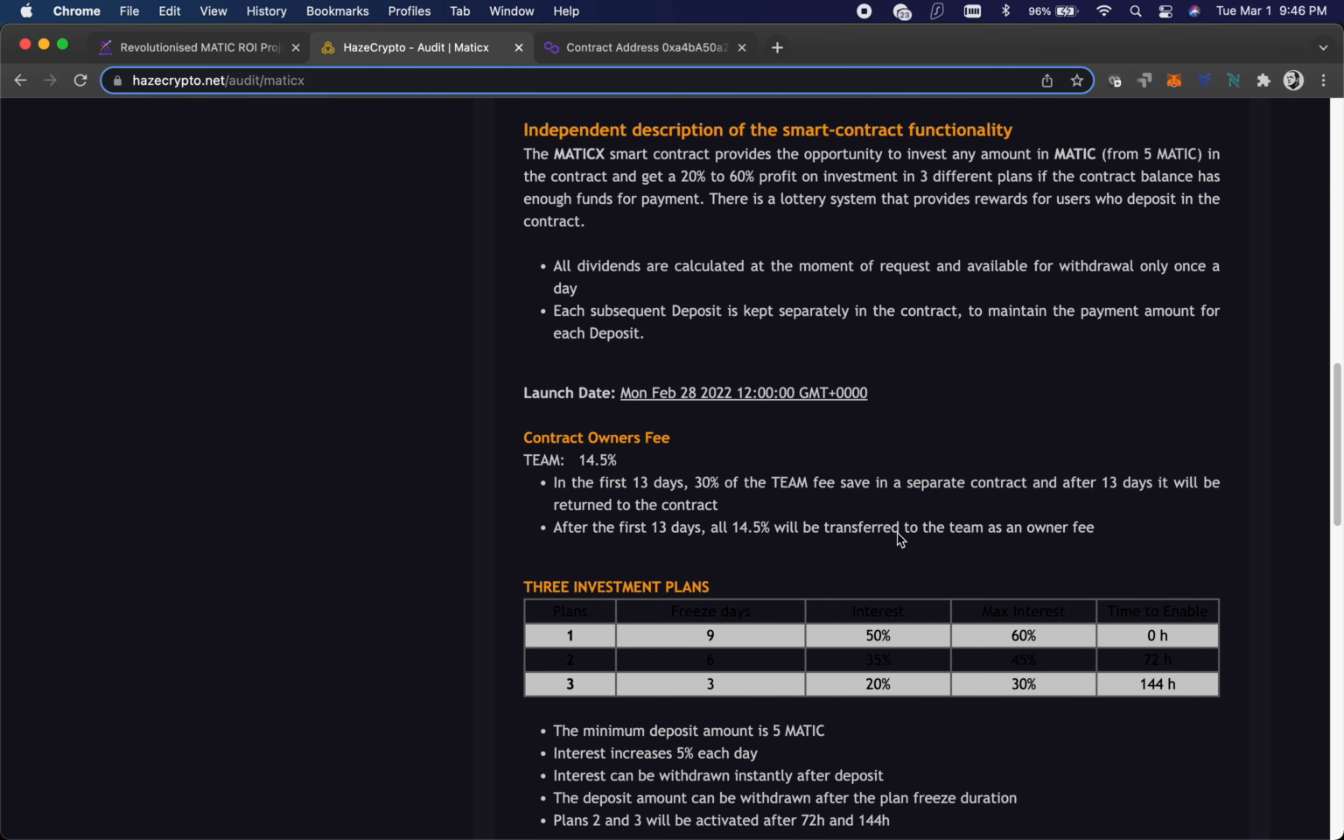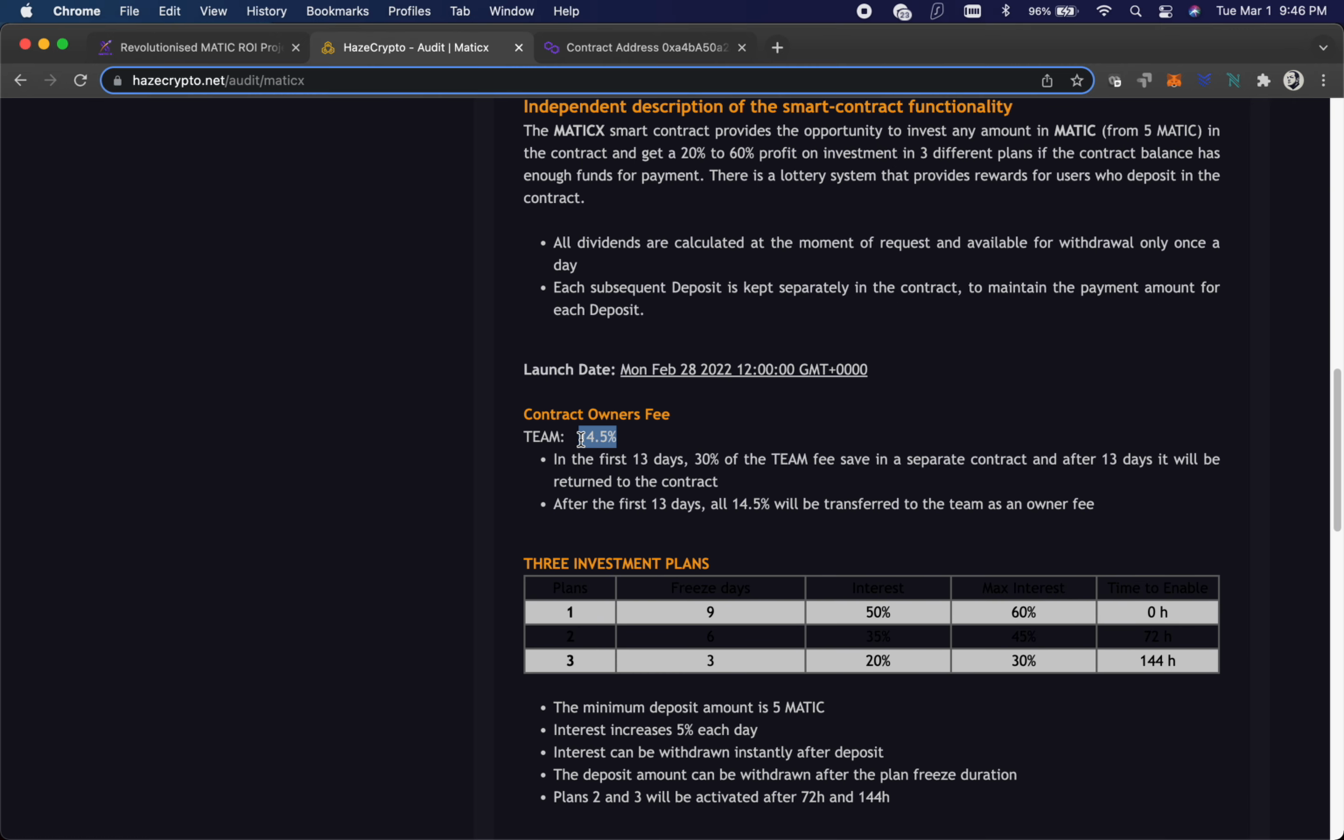And then on top of that, to see this owner's fee of 14.5% is insanely high. It's pretty common to see like 7 to 10%, but 14.5%. That's pretty crazy.